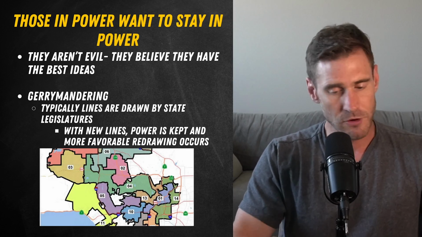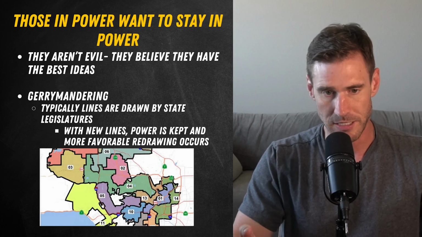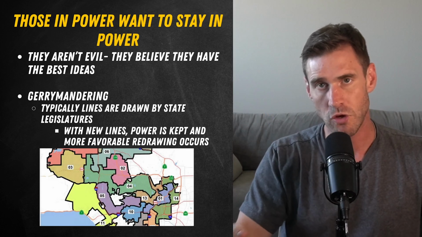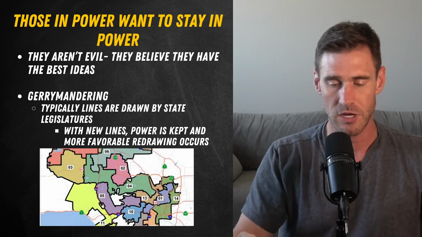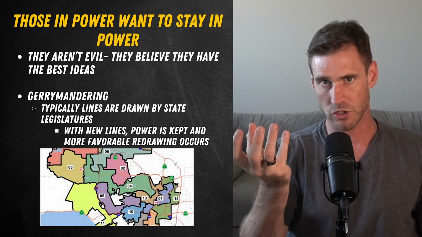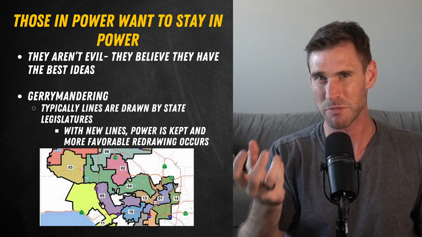Again, Democrats and Republicans believe that they have the best ideas, but gerrymandering is redrawing state boundaries so that there are easy elections, okay? So the state legislatures redraw the boundaries. You have to have a certain number of people, but it doesn't say which people exactly.